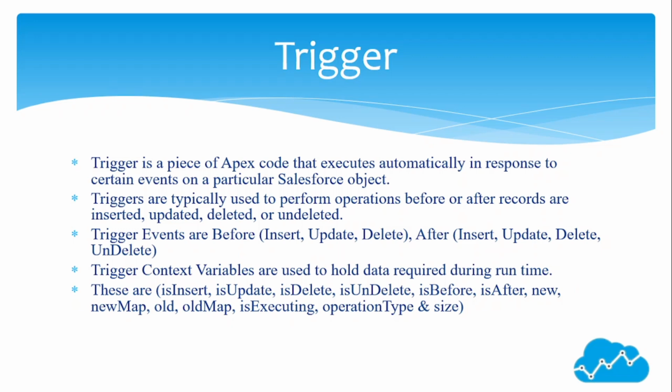Trigger context variables are used to hold data required during runtime. These are isInsert, isUpdate, isDelete, isUndelete, isBefore, isAfter, new, newMap, oldMap, isExecuting, operationType and size.